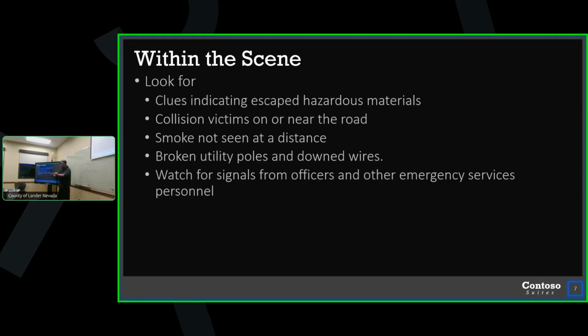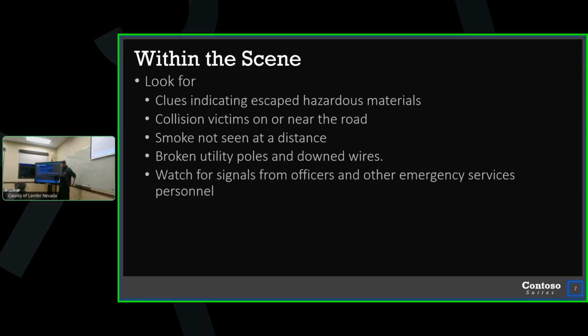Down wires is another big one. If someone hits a power pole and that power pole goes down, you need to be mindful where you're stepping, what you see. Don't go, this is the power wire. Don't be that guy. Just wait for it to get secured.